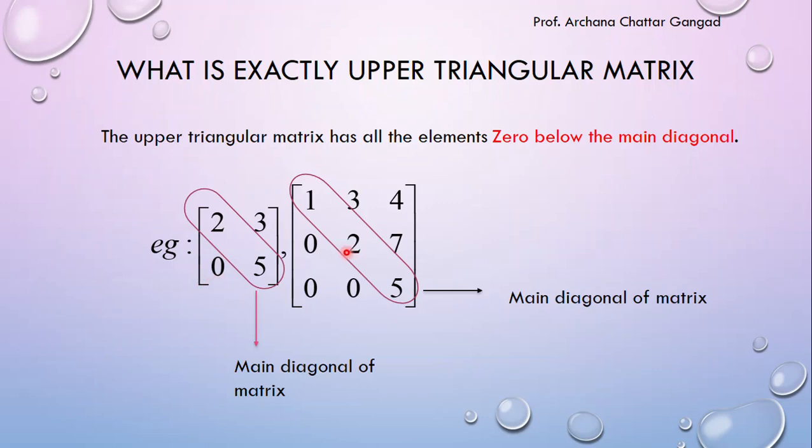In a 3 by 3 order, 1, 2, 5 is your main diagonal. Below this main diagonal, all the elements are 0. So it becomes an upper triangular matrix. So this is the example for upper triangular.